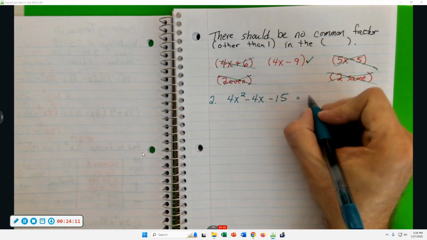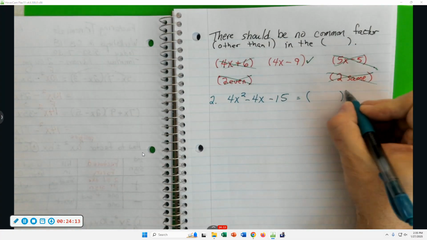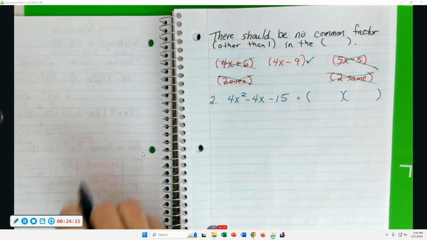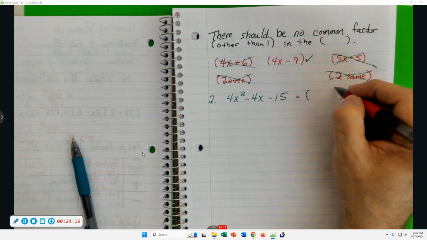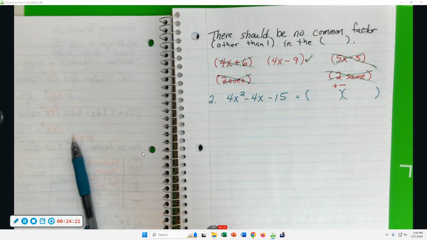But I'm going to draw my 2 sets of parentheses. And we know that there's a plus and a minus. So I'm going to go ahead and write a little note up here so I don't forget: a plus and a minus. And I'm waiting to fill it in.